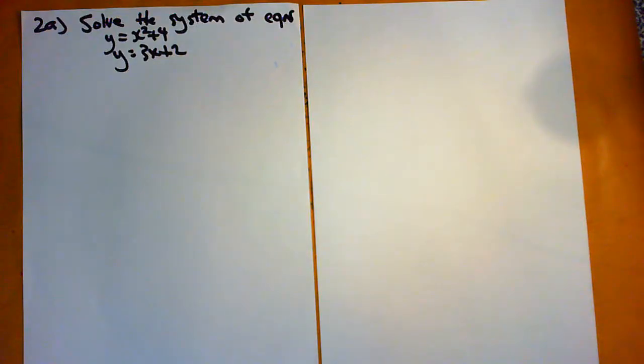Hello viewers, tutorial 4 question 2, and we have a simultaneous equations problem to solve. We have y equals x squared plus 4 and y equals 3x plus 2.